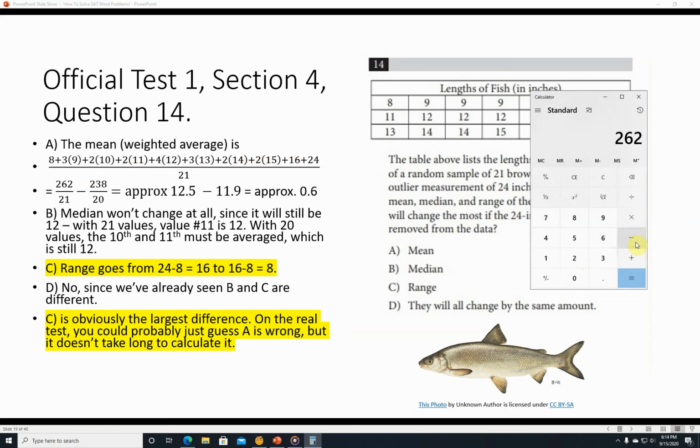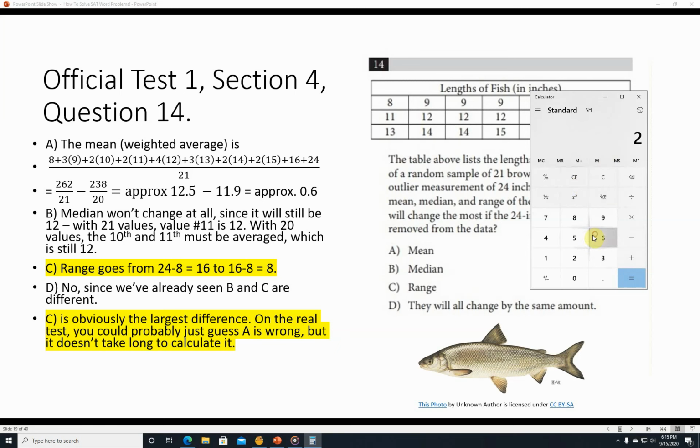Okay, minus 24. So we're taking out the outlier, and then we're going to divide that by 20, because now we only have 20 values, not 21. 11.9. Let's make that a negative. And then we're going to add that. Oops. All right. Let's do it, 11.9. And I messed that up with the memory thing, but okay.